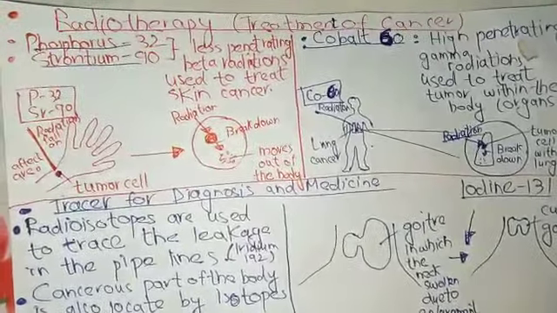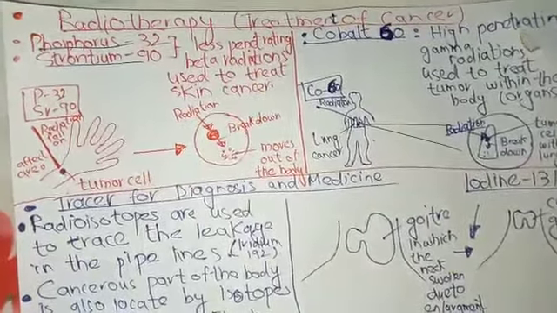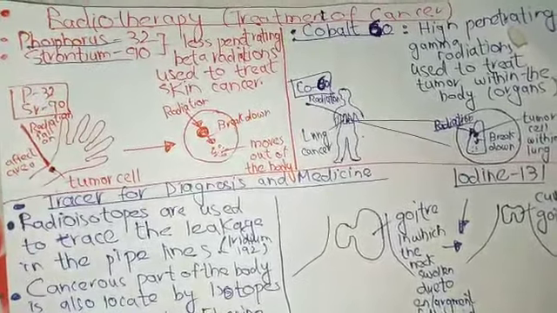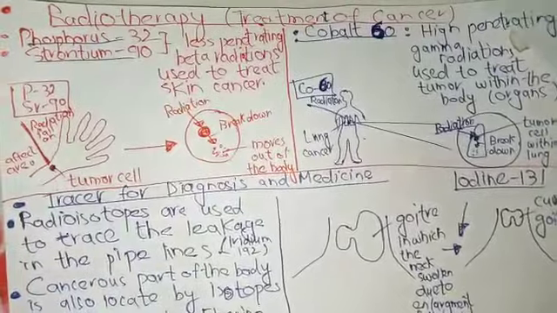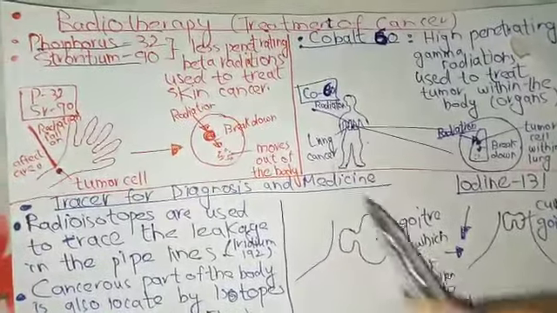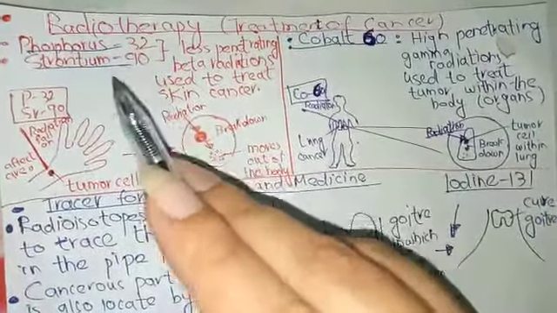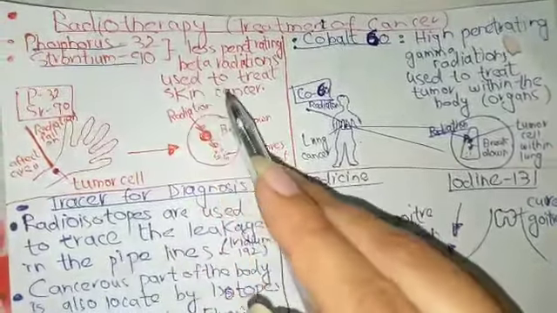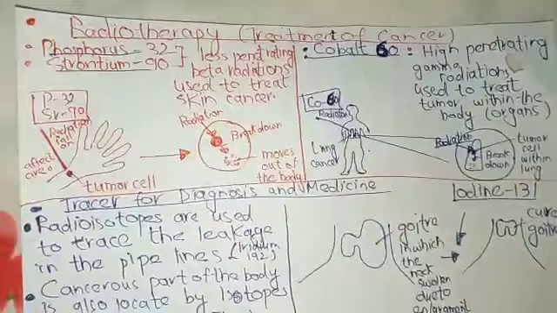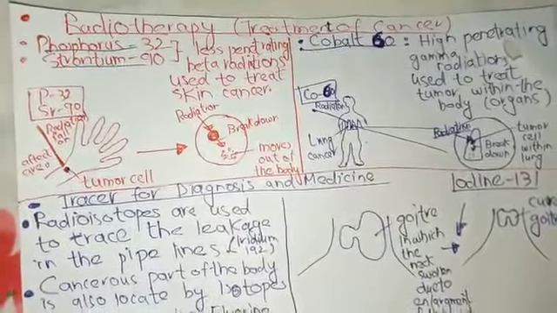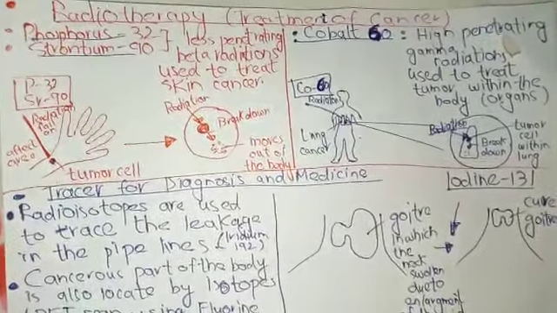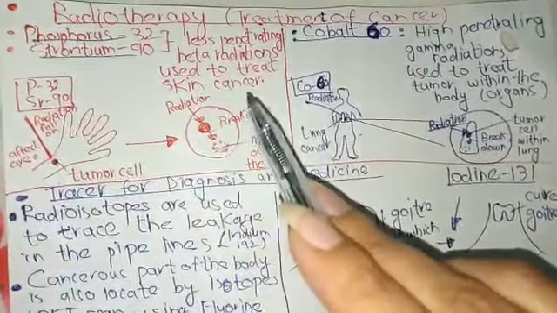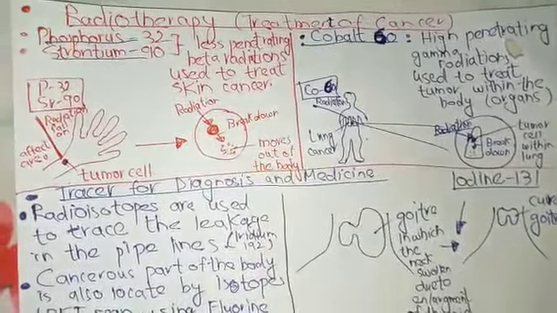Now class, as phosphorus 32 and strontium 90 are radioactive isotopes, they emit radiation. What type of radiations are emitted by phosphorus 32 and strontium 90? They emit the less penetrating beta radiations. Because these are less penetrating beta radiations, they are not capable of penetrating deep inside the body, so they are used to treat the skin cancer present on the periphery of the skin.